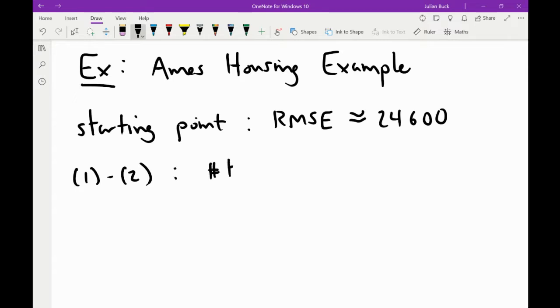Then what we'll find is that the optimal number of trees for a default learning rate is approximately 1,200. Notice that that's quite a bit larger than, say, the 750 or so that we needed for error stabilization in the random forest case. But we do get a reduction in root mean square error by tuning the number of trees and ending up with a larger value. We end up with about 23,200 as our root mean square error.